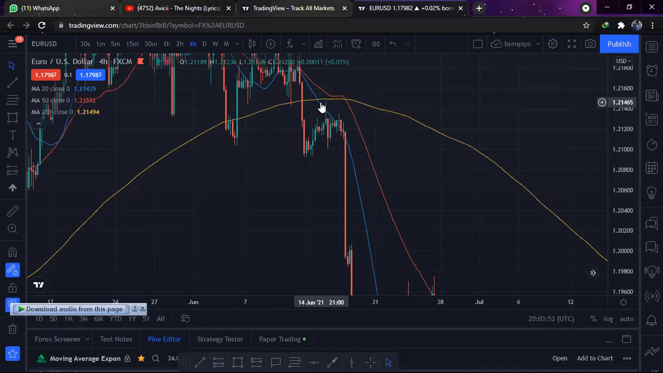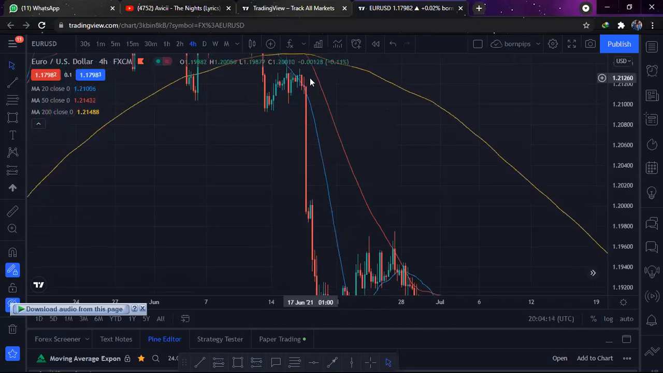So you wait for the 50 to also cross. The 50 wasn't here, it was above. The 50 crossed here after this candle closed. After this candle closing, you see the strength in the sell. You just look for a sell here and then you enter a sell.